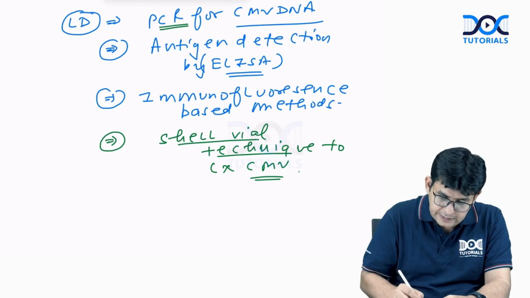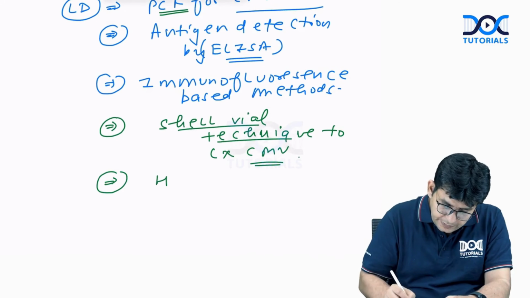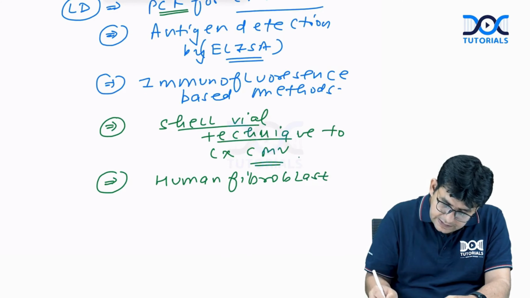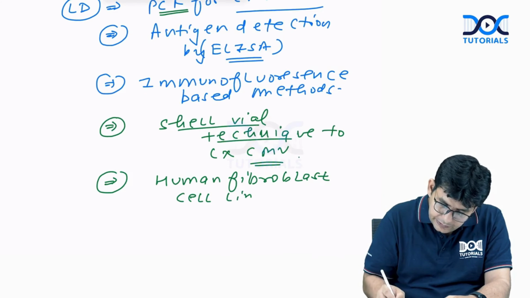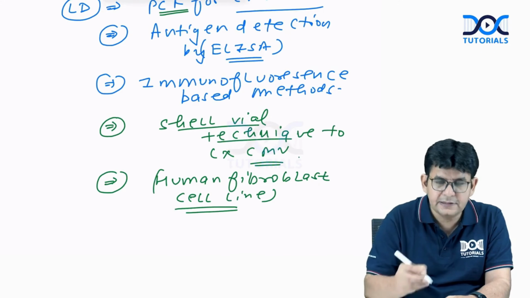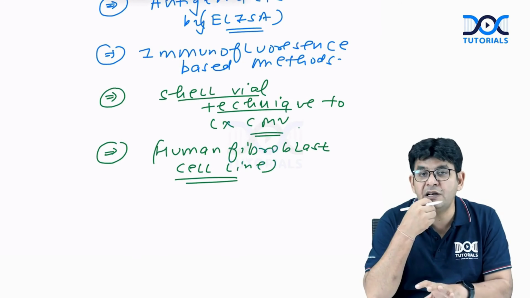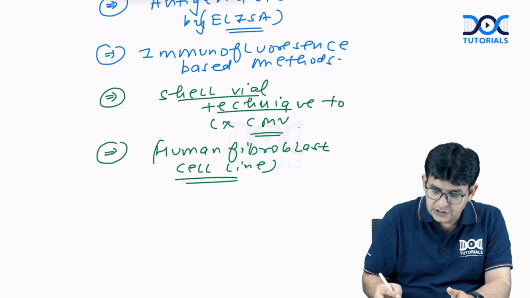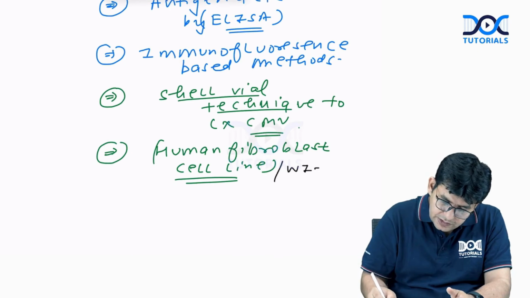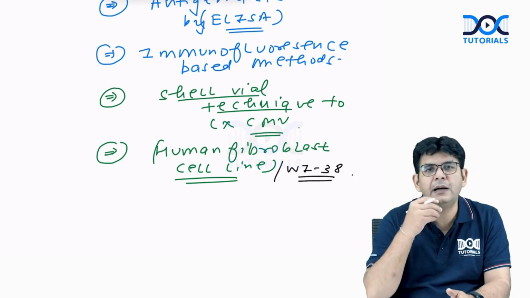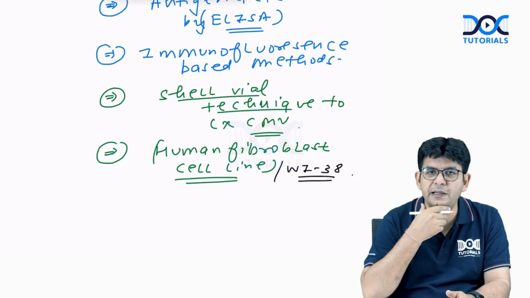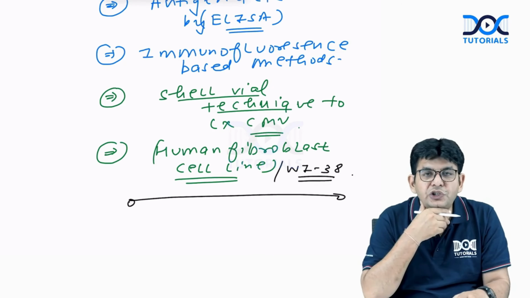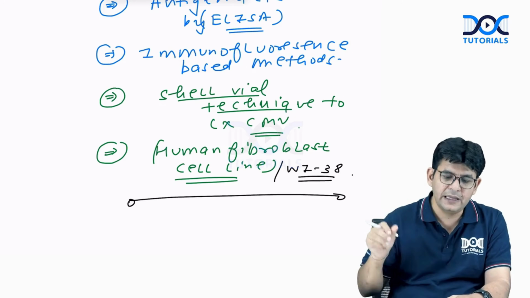Then you can culture it in human fibroblast cell line. And do you know which cell line it is, guys? This is a semicontinuous cell line, which allows 10 to 50 subdivisions or subcultures, also known by the name of WI-38. They're also known by the name of what? WI-38. This much you need to know regarding cytomegalovirus.